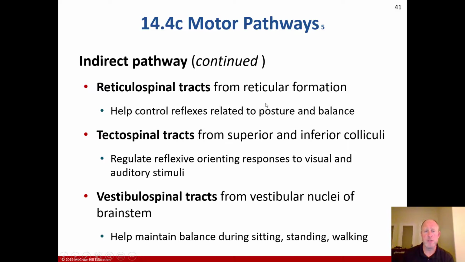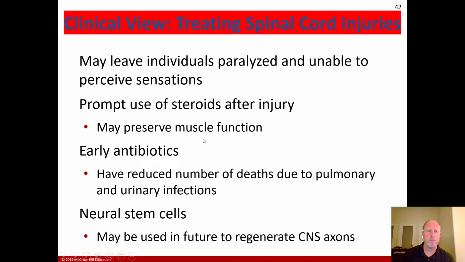The reticulospinal tracts are from the reticular formation. They help control reflexes related to posture and balance. The tectospinal tracts from the superior and inferior colliculi regulate reflexive orienting responses to visual and auditory stimuli, and the vestibulospinal tracts from the vestibular nuclei of the brainstem help maintain balance during sitting, standing, and walking.